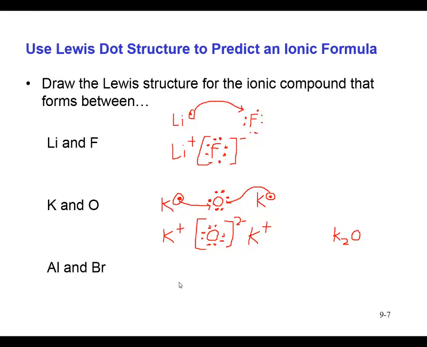Now let's go ahead and practice just one more of these today. If we look at the aluminum element, aluminum has 3 valence electrons. If you look at the periodic table, it has a 3s2 and 3p1 electron configuration right after neon's core, and so we have 3 valence electrons.